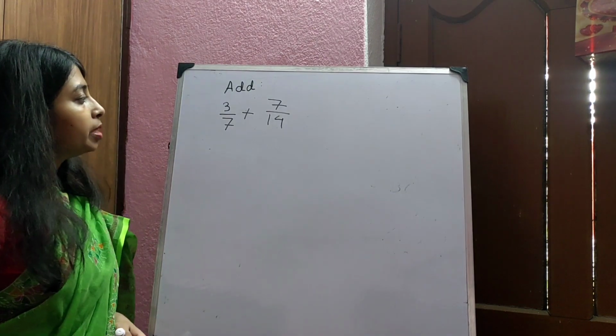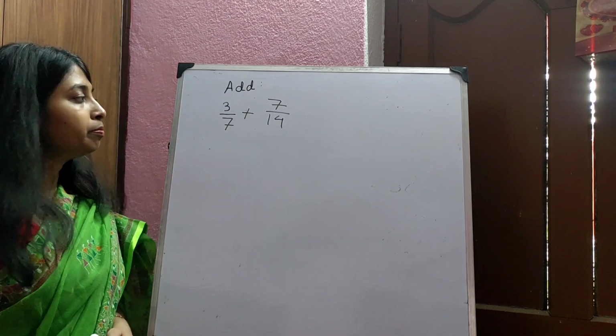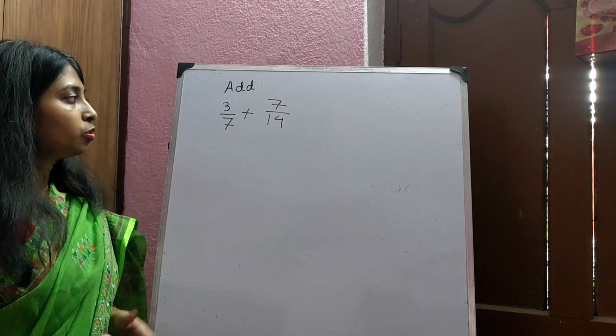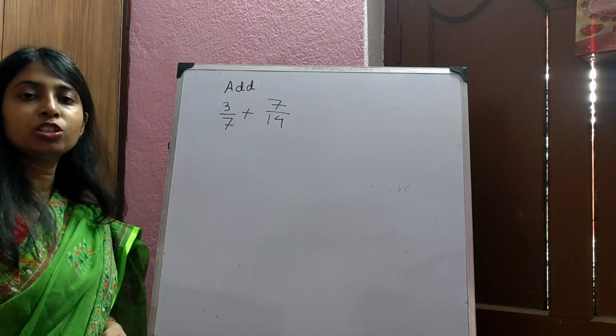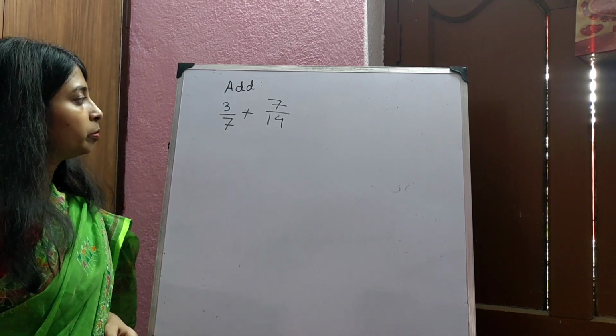Let's come to the third example. We have two numbers, 3 by 7 plus 7 by 14. So we will do the addition in the same method. We will do the LCM first, the LCM of the denominators, and then we will proceed further.